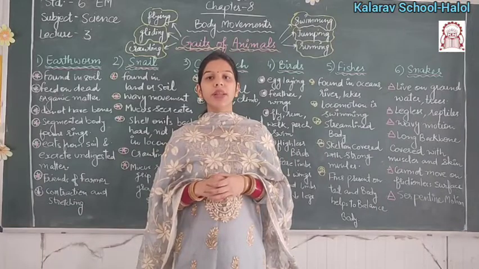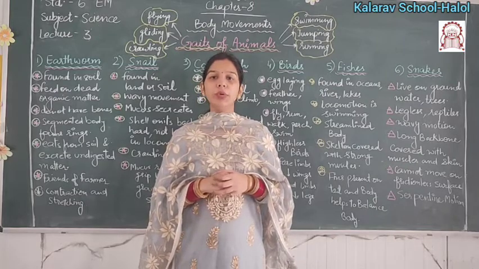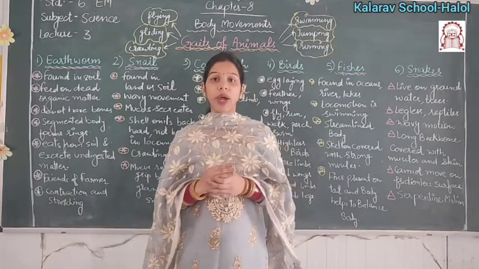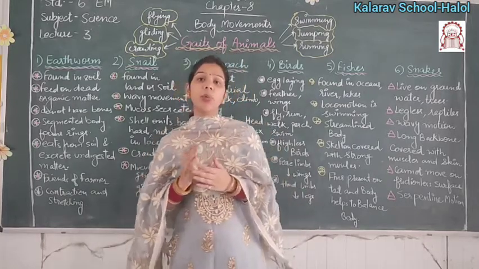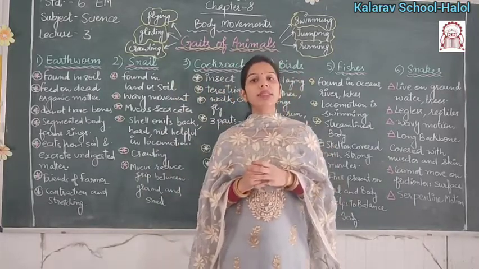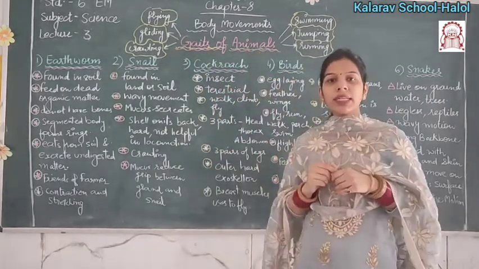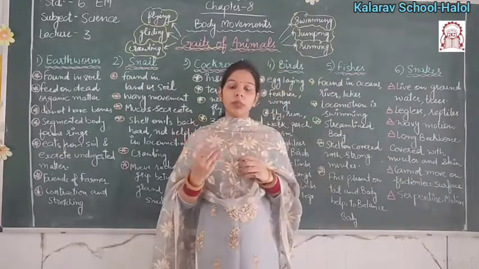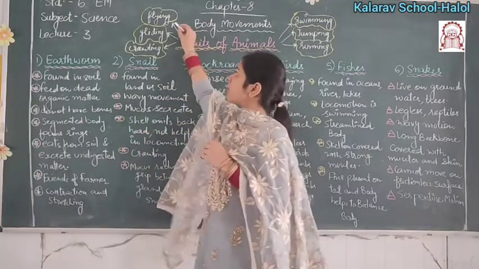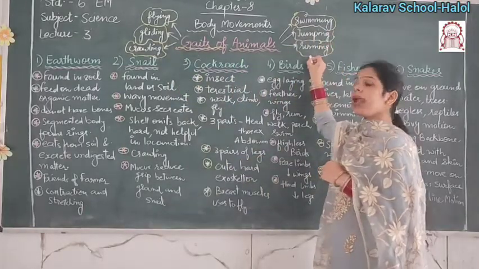Good morning students. Today I will teach class 6 chapter 8, that is body movement. In the previous lecture we studied the different types of joints as well as different types of bones and their various functions. In today's lecture I will discuss the gaits of animals. Gaits of animals means movement of different animals. Different animals have different types of movement such as flying, gliding, crawling, swimming, jumping and running.